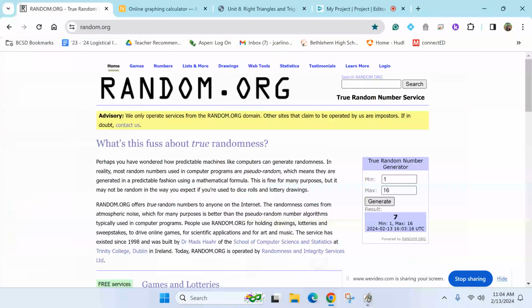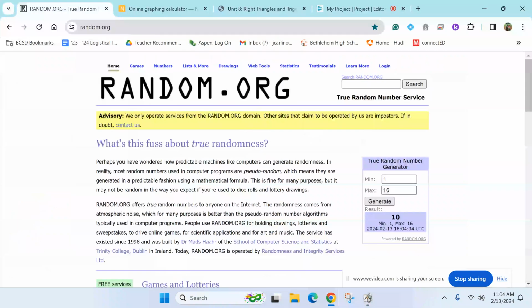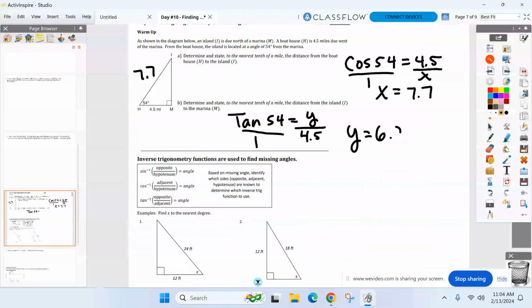All right, how did you do part B? There's a couple ways you could do it. How'd you do it, Gianna? Tangent. Yep, that's fine. If I use tangent, I don't have to worry about the 7.7 because I'm using the 4.5 again. So tangent of 54 equals opposite over adjacent, x over 4.5. I'm going to call the opposite y since I just used x over 4.5. Cross multiply again. And then what about the length of IM? Nearest tenth again. Matt? 6.2. Look at you. Good.